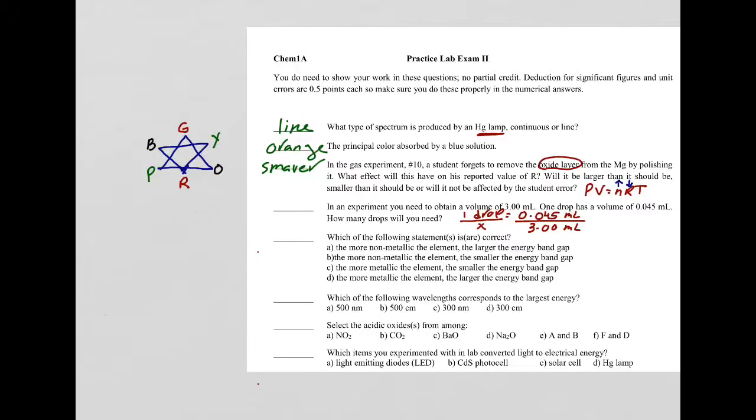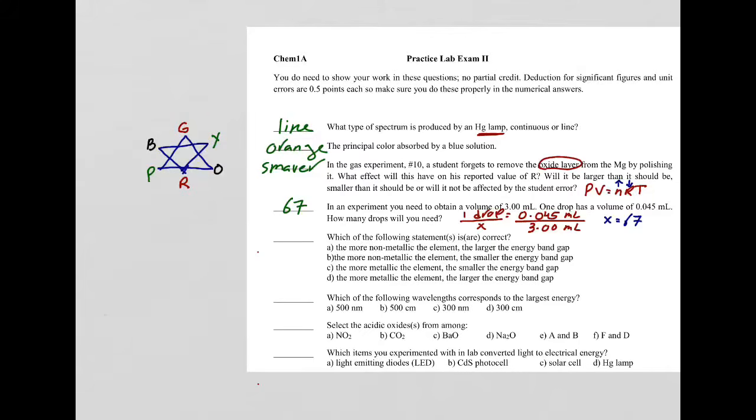So if you can do a proportion, do a proportion. One drop is this many mL. If I have 3 mL, how many drops do I have? I love doing proportions. Okay, so cross multiply. If I cross multiply, what I get for x is 67. So if you can do a cross multiply, do a cross multiplication.